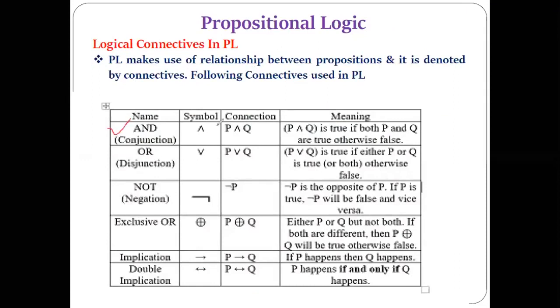Now, the first connective is AND. Now, you must have understood this one. The second is the OR, which is also called the disjunction. And this is represented by this OR symbol. Its relationship can be shown like this, P or Q. Now, P or Q is true if either P or Q is true. P or Q कधी true असेल? When either one of them is true. Either P is true or Q is true. Or if both of them are true, then also P or Q is true. Otherwise, it is false.